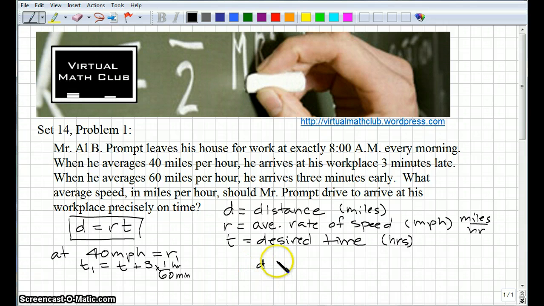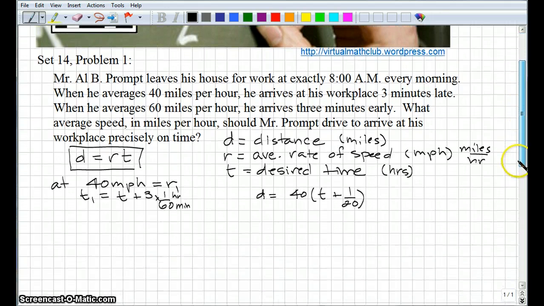So I can set up one equation, which is d, and d is constant no matter what, we're going to assume that. So d is equal to the rate, which is 40, times the time, which in this case is the desired time that we want, plus 3 minutes, which is 1/20th of an hour. So we have one equation. Let me scroll down here just a hair and give us some more room.